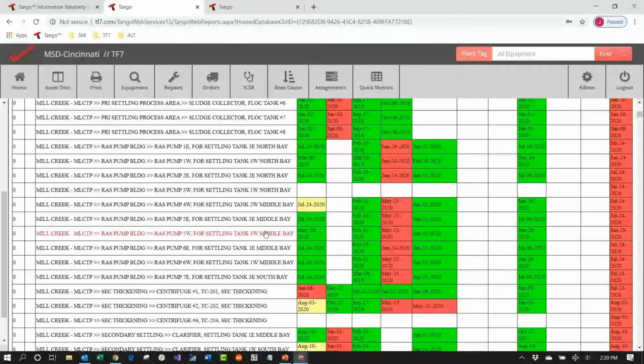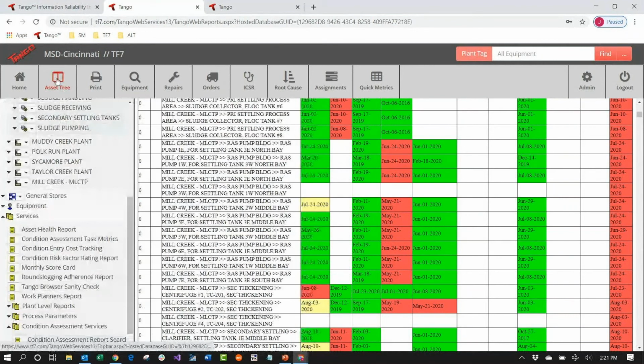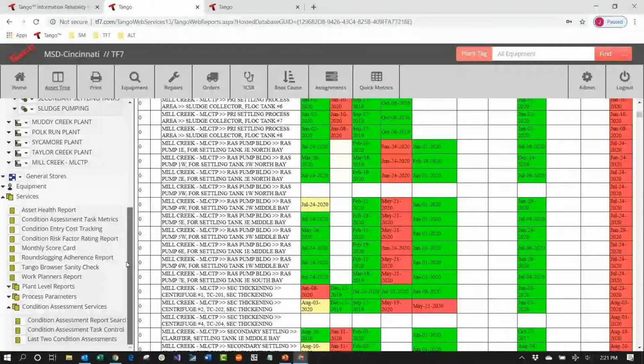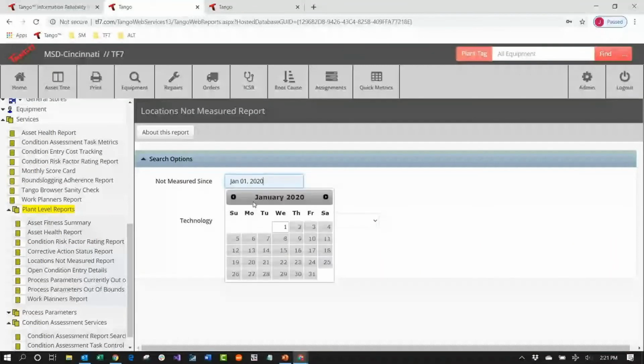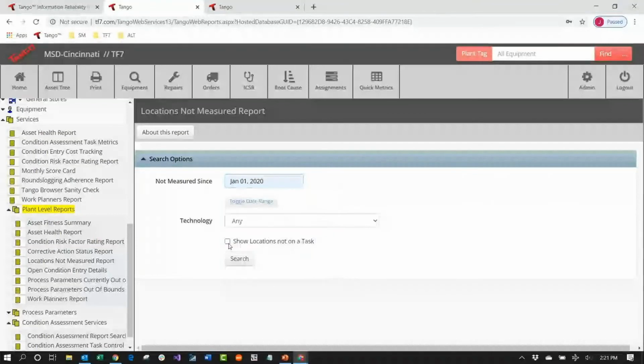Now, this doesn't give me any information about what was measured. It's showing me that it was measured, with no problem being green, a condition comment being yellow, or a condition entry being made as red, but it doesn't tell me anything about what's being missed in these areas. So to do that, I have a report called the Locations Not Measured report. That's in the services area, under plant level. Pick January 1st, since I want to know if there's anything that we haven't measured that's on a task. I could say that for everything in the database by clicking this item for show locations not on a task.